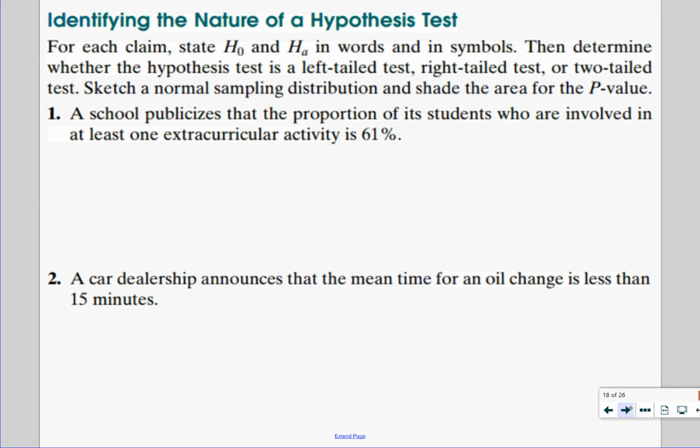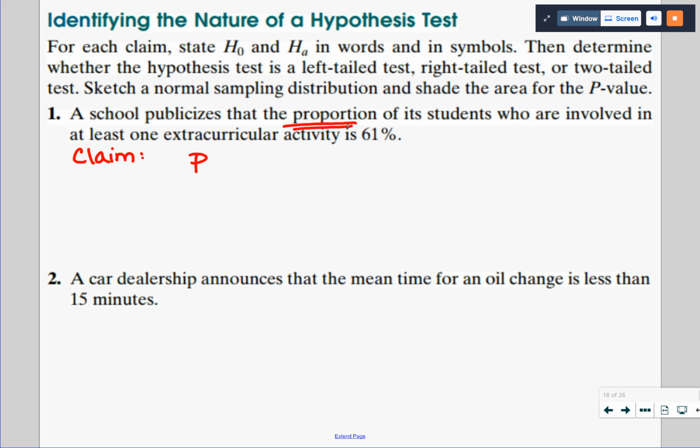All right, so a little bit of review from yesterday. My claim: a school publicizes that the proportion of its students who are involved in at least one extracurricular activity is 61%. Okay, so I'm going to label it as my claim. It's a proportion, so it's a statement about P. And it says, well, what's it going to be? P equal to, not equal to, greater than, less than, equal to.